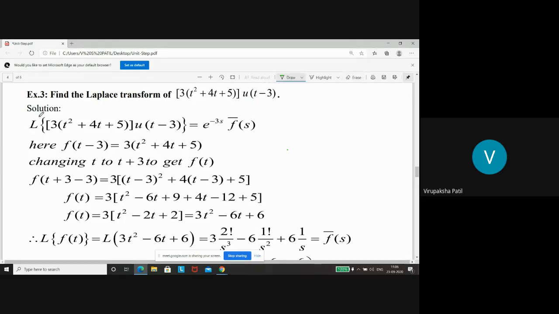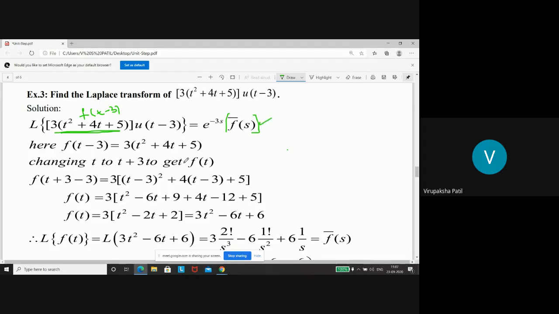Okay. Now, apply Laplace to this first. So, the Laplace transform of this is f of t minus 3 into u of t minus 3. Usually you have to remember this. If you apply Laplace to that, a is equal to 3 here. So you can write this is equal to e to the power minus 3s into f bar s.